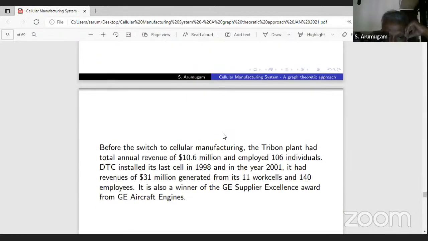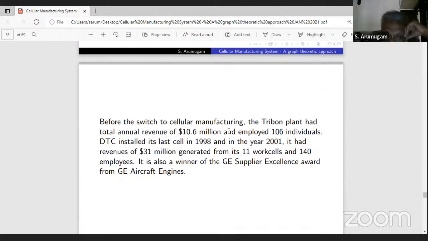Okay. So before switching over to cellular manufacturing, they had a total annual revenue of $10.6 million and 106 employees. After the implementation of the cell in 1998, within 3 years, the revenue went from 10.6 million to 31 million.